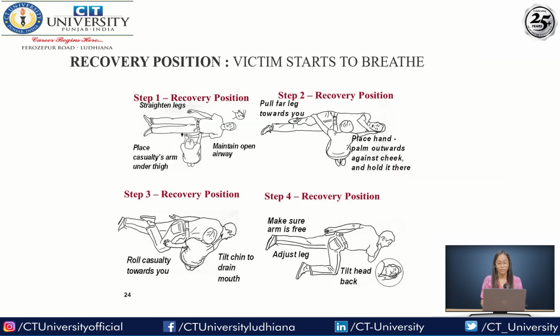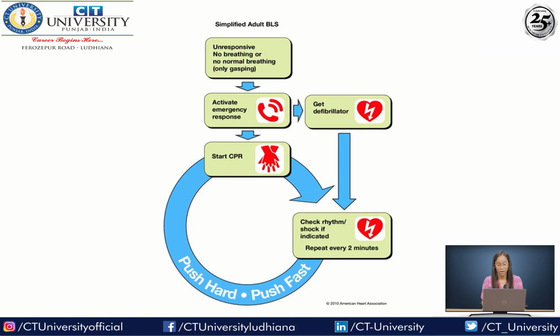So here are the recovery positions. When the victim starts to breathe, we take him to a safe place and into a recovery position. You follow these basic 4 steps. You have to properly straighten the legs, tilt the body slightly, and tilt the chin to drain out the secretions, so that whatever secretions are there can be drained out. We are doing these steps to prevent aspiration, right?